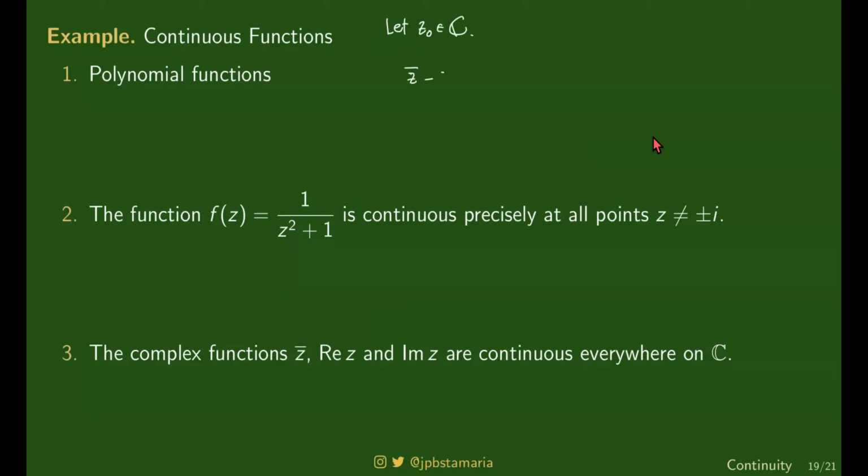Pag kinampit mo yung z bar minus z naught, pag kinampit mo yung distansya ng dalawa, property of bar, magiging ganyan. But we know very well that the absolute value of z bar is just the absolute value of z. Hindi nagbabago yung magnitude mo when you take the conjugate kasi you're just reflecting the number about the x-axis, di ba? Kaya ito parehas pa rin sa absolute value ng z minus z naught.